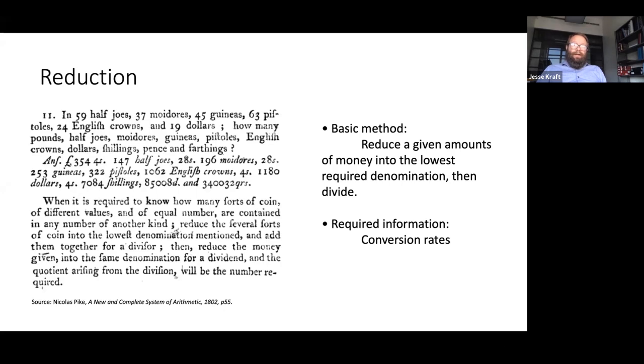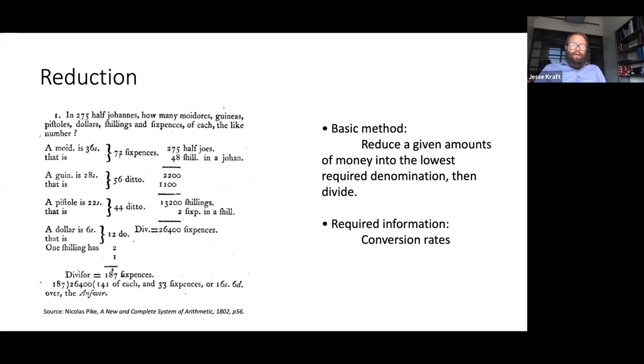One of the most necessary requirements for this, though, was conversion rates, which, again, going back to the exchange rate chart that I showed, posted in the lid of the money scales. You couldn't really do any of this without that. So here's another example. In 275 half joes, how many moidores, guineas, pistoles, dollars, shillings, and sixpence of each, the like number?